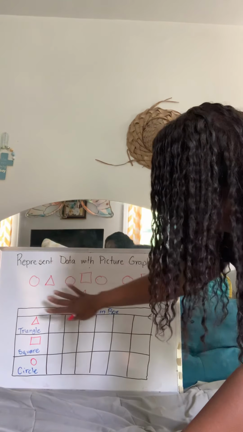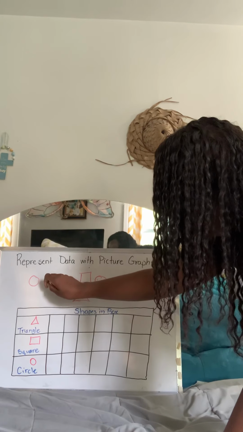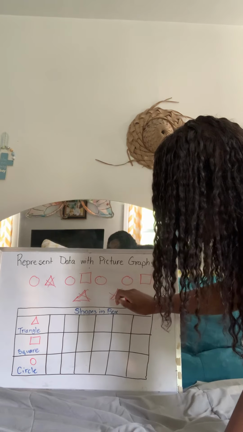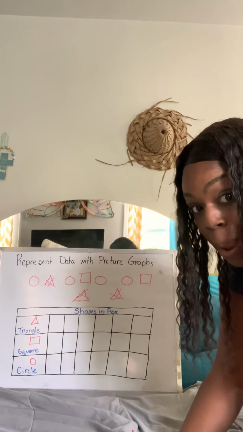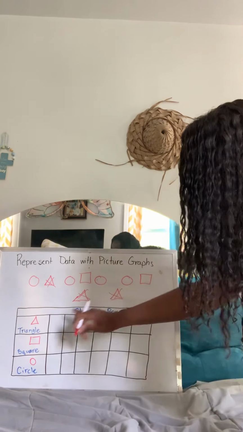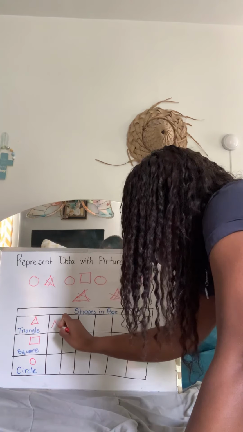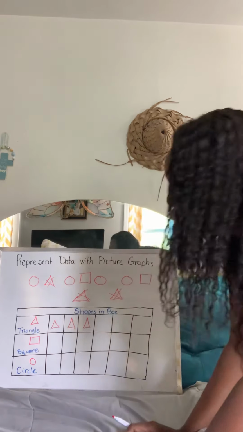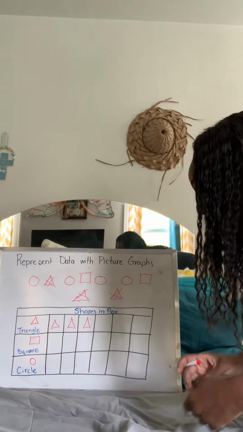I'm going to need to count how many triangles are here. So I'm going to count them. I see 1, 2, 3. I see 3 triangles. So now I can create my picture graph by drawing the triangles in the boxes. So I need to draw 1, 2, 3 triangles.